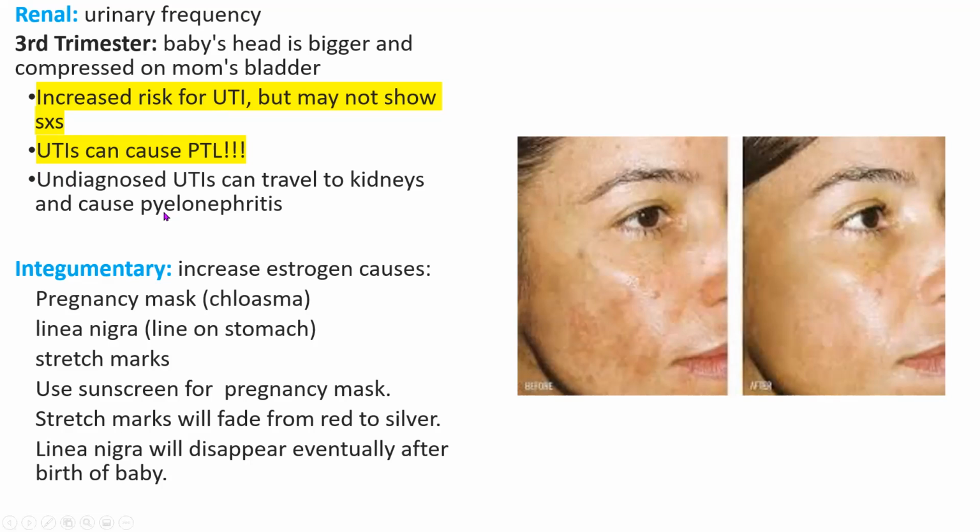Integumentary, so we're talking about our skin. We're going to have our pregnancy mask, chloasma. We're going to have the linea nigra, very easy to spot. This is going to be that line on the stomach going all the way down. Of course, they're also going to get stretch marks. With our pregnancy mask, it's important to use sunscreen. These stretch marks should fade from red to silver, and the linea nigra will disappear eventually after the birth.